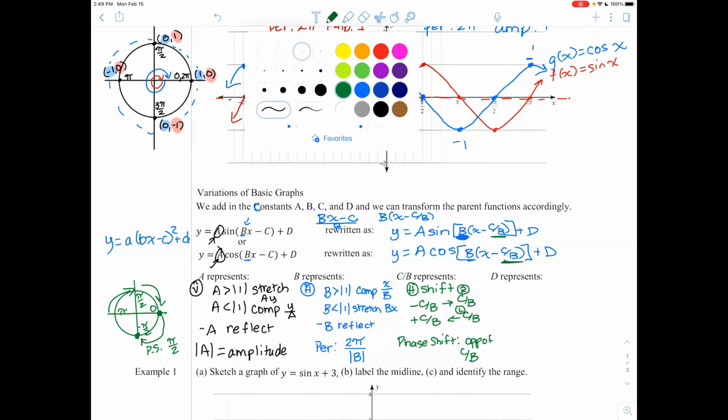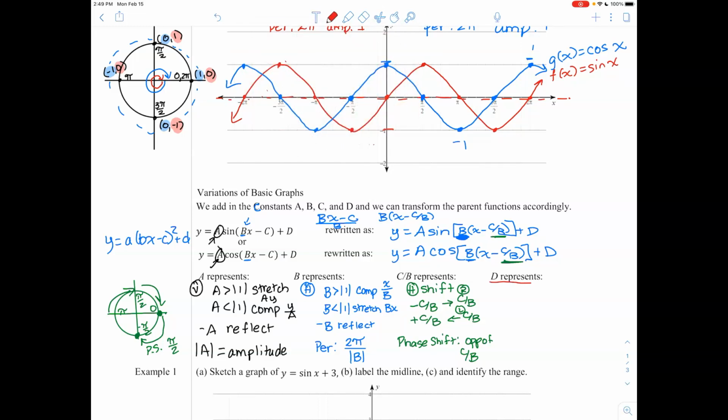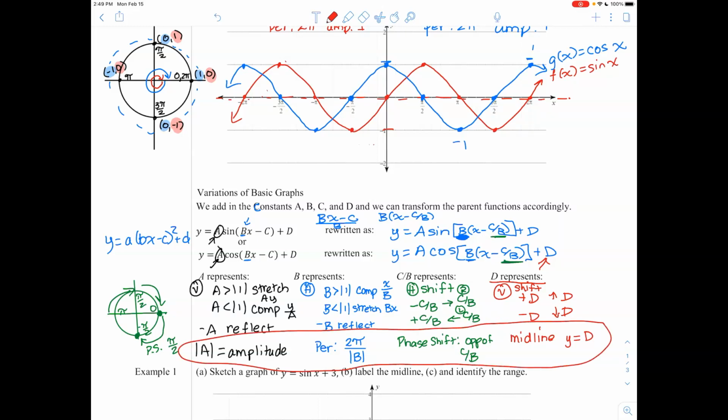All right, and then D, I'll do this one in red here. D, outside the parentheses, is vertical action. So if it's plus D, you're going to shift up D. And this is definitely a vertical shift, so let me write that down. It's a vertical shift. If it says minus D, you're going to go down D. And something else that's particular to the sine and cosine functions is the midline will be the equation y equals D. All of this information is specific to the sine and cosine function.